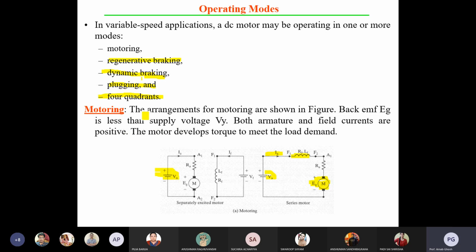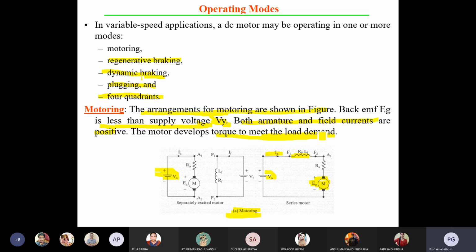So motoring means the arrangement of the motoring shown in the figure. Here you can see from the figure, it's your motoring condition. Back EMF, EG means back EMF. Why I mentioned EG: it is your generated EMF, but actually it is the generated back EMF. It is less than the supply voltage, that is VA. Both armature and field current are positive. The motor develops torque to meet the load demand.